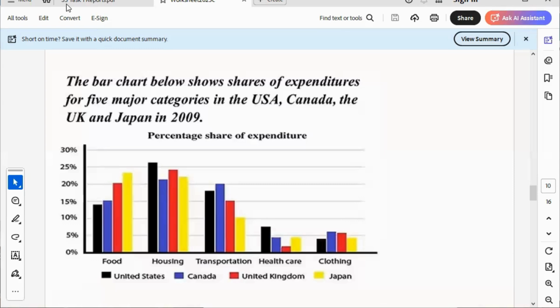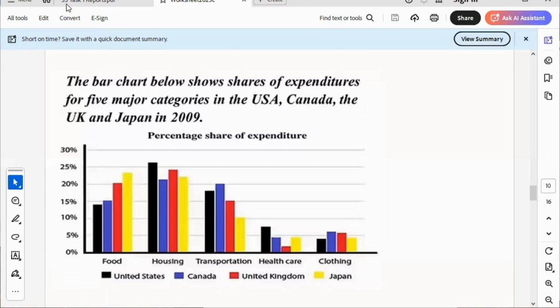So the first one, somebody said Canada has the most expenditure on transportation. All right. So this person, let me check whether that is accurate. Canada is color blue. Yes, that's accurate. So in terms of Canada being the largest figure, that's accurate. But I will not use the word most.